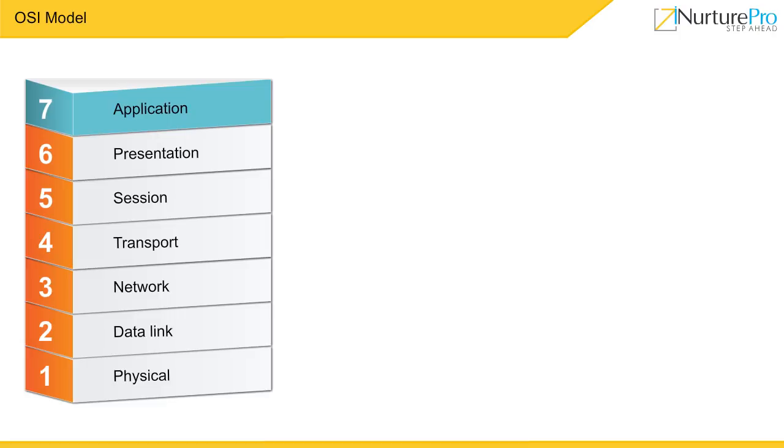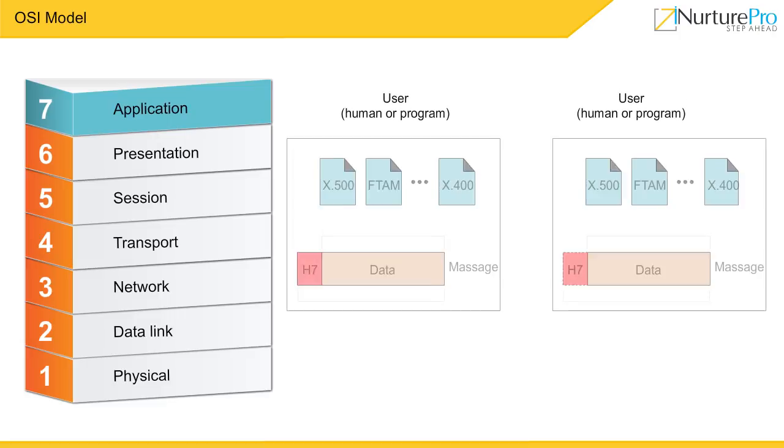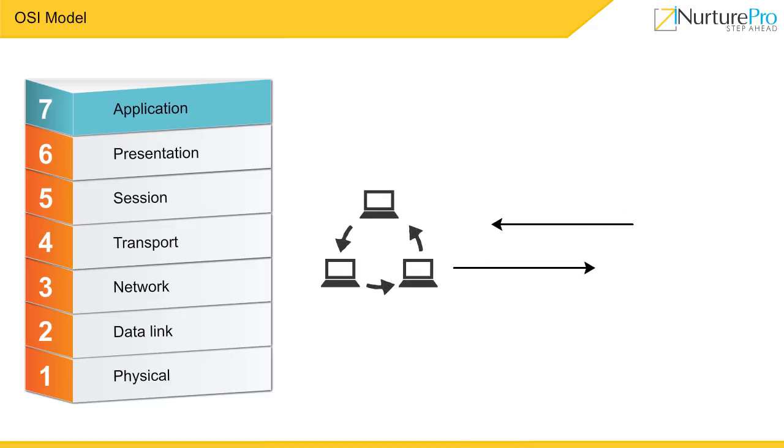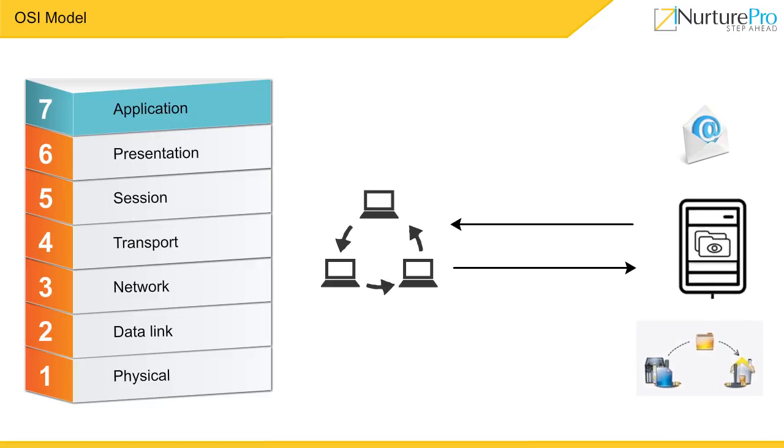Now, the seventh and last layer of the OSI model is the application layer. It is the highest layer of the OSI model. It supplies network services to end user applications. The application layer provides the interface between network protocols and the computer software. Email, telnet and FTP work at the application layer.